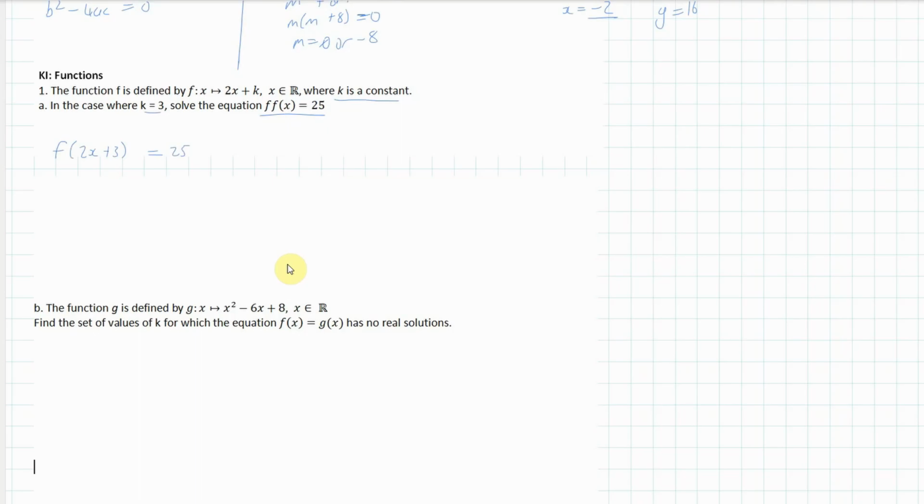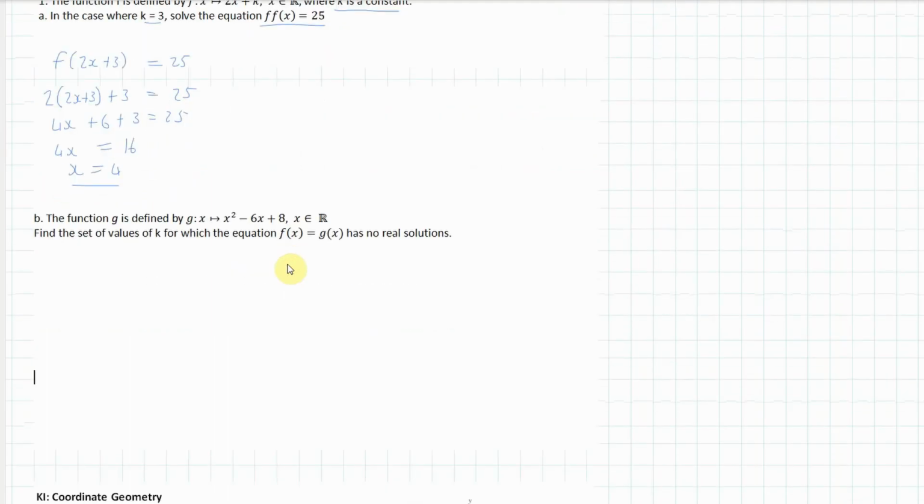So then I'm going to go, well, that's 2, my 2x plus 3 becomes my x, and then I go plus 3 again, equals 25. So I should get 4x plus 6 plus 3 equals 25. Take that across, so I get 4x plus 9. So subtract 9 from there, which will give us 16. So x ought to be equal to 4. Then we're done.